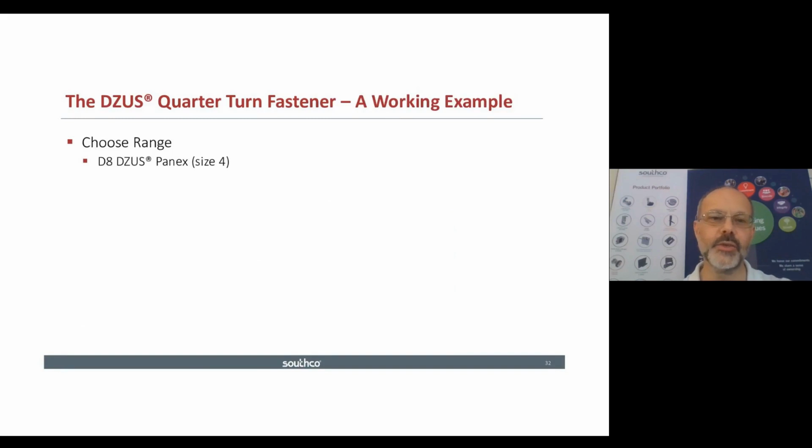So what I'd like to do is just take you through a working example of that, just to see how it would work. So I'm going to choose one particular fastener on a range. I'm going to choose D8 because the size is appropriate for my application and it offers the head styles that I'm looking for.